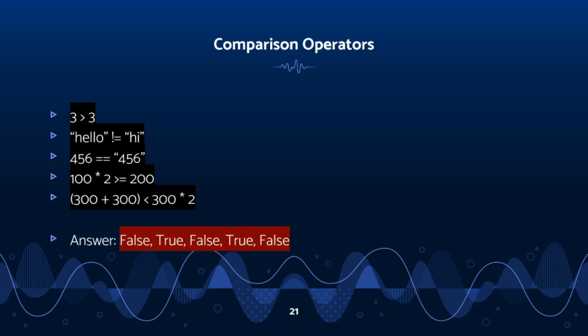The fourth statement says 100 times 2, which is 200, is greater than or equal to 200. So it's true. The last statement is false because 600 is not less than 600.